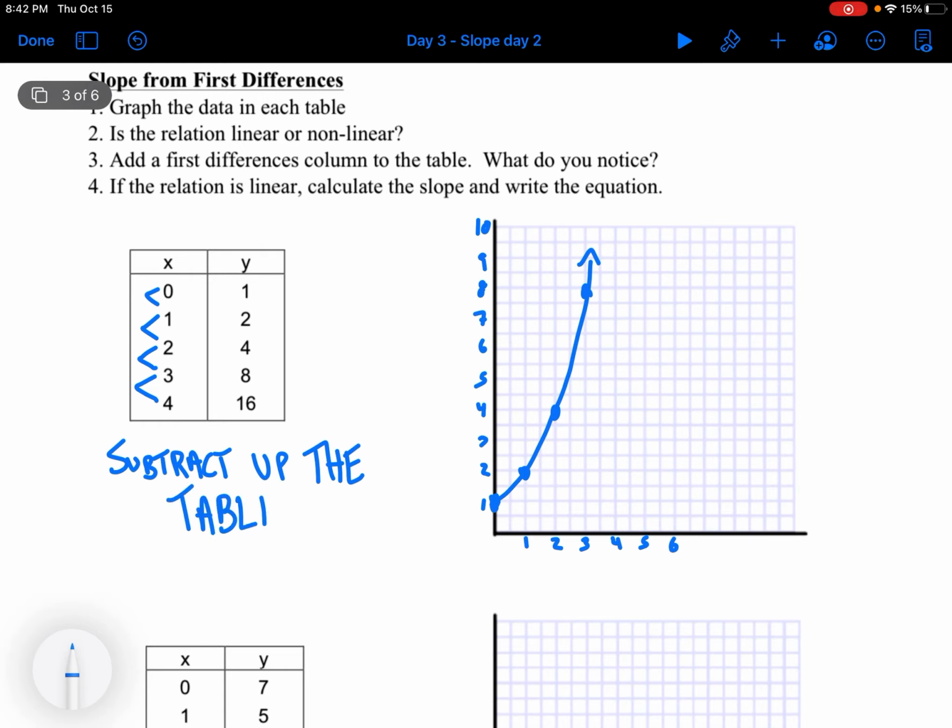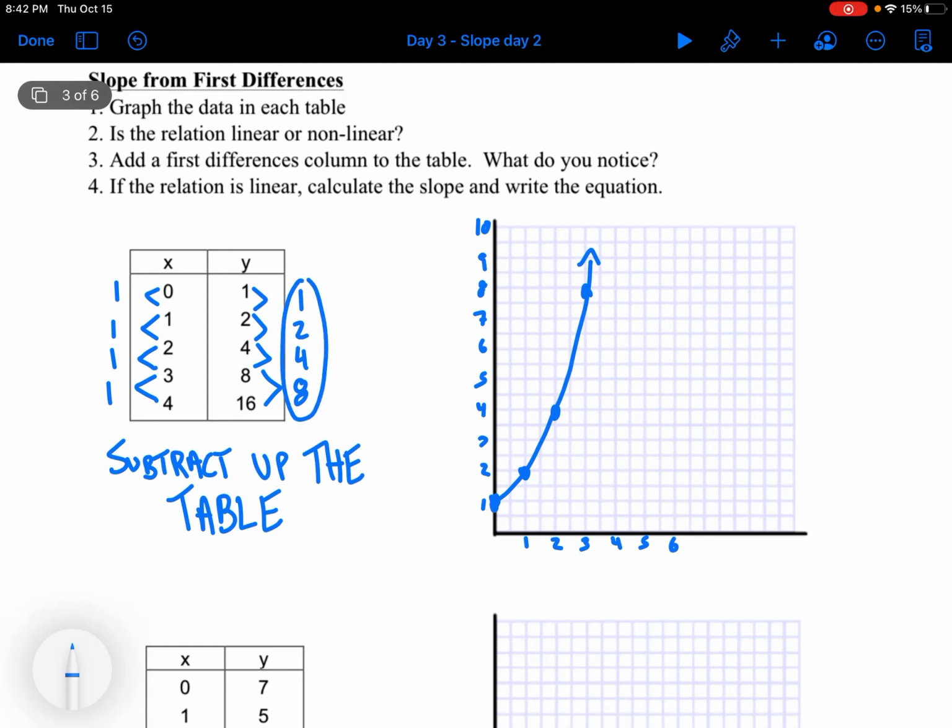So I'm going to do 4 minus 3 is 1. 3 minus 2, 1, 1, 1, 1, 1. Okay, now I'm going to do the same thing on this side. Okay, these are called finite differences. So I'm going to subtract, we get 8, 4, 2, 1.